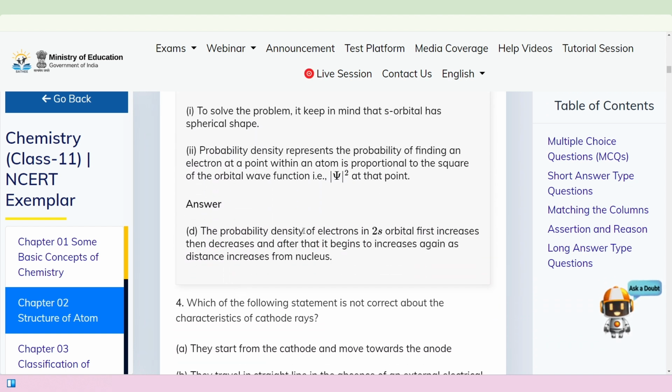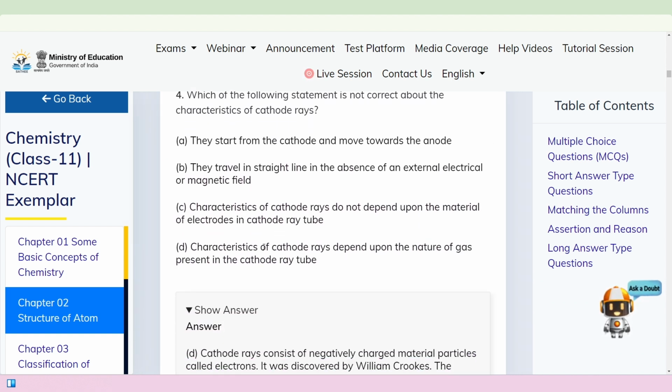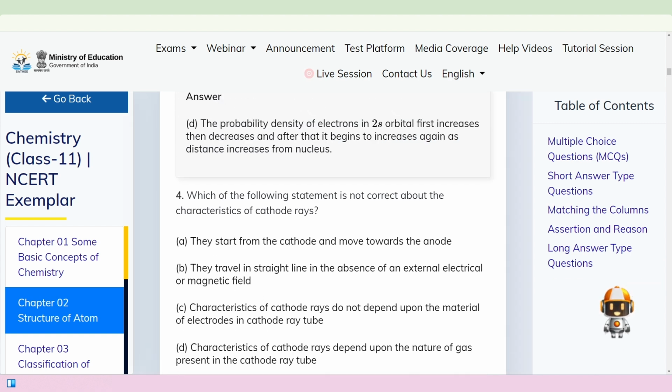The same thing is mentioned here also. The probability density of an electron in 2s orbital first increases and then decreases. After that, it begins to increase again as the distance increases from the nucleus. So as the distance goes on increasing, first it increases and then it decreases.